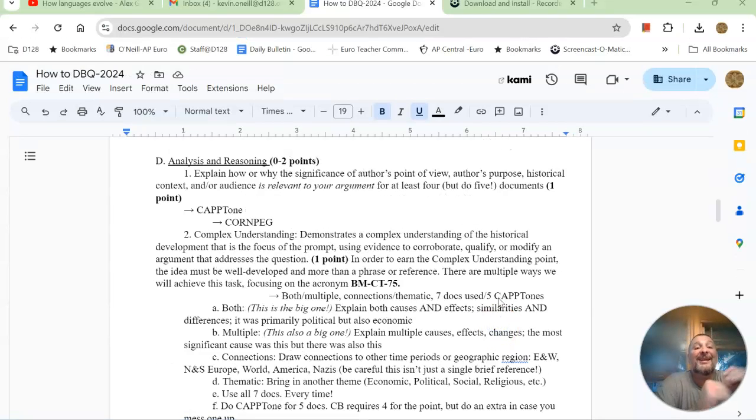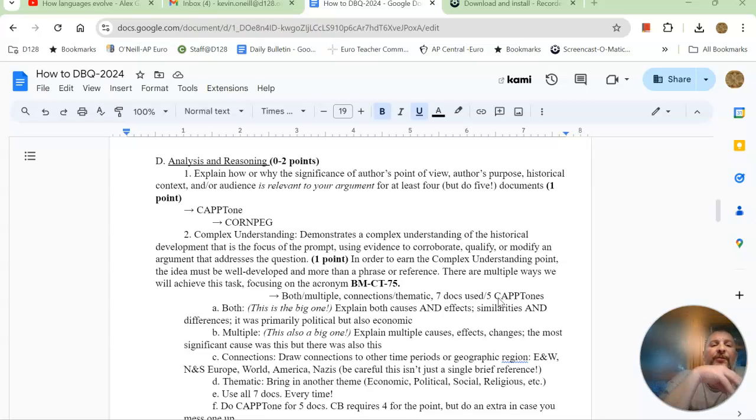All right, next up is the analysis and reasoning part. And this is actually what I think is the hardest part of the DBQ and what we're going to be taking a lot of work to do. So the first part of analysis and reasoning is explaining how or why the significance of the author's point of view, purpose, historical context, and or audience is relevant to your argument for at least 4. College Board says 4. We're always going to say to do 5, just so we don't mess it up. If we do mess it up, then we have kind of 1 cushion there of the documents.